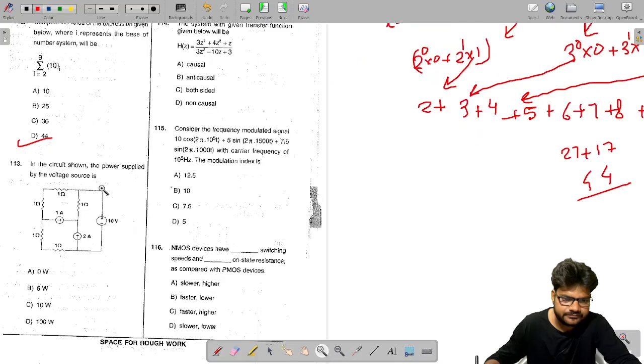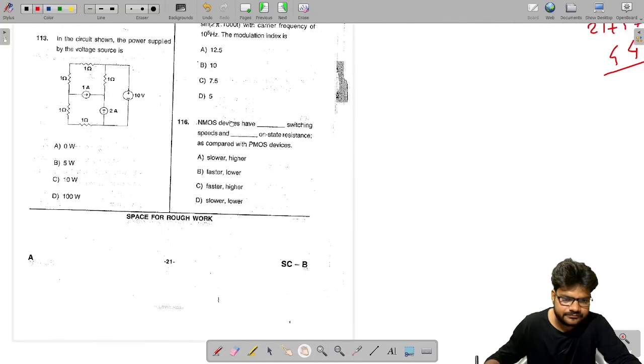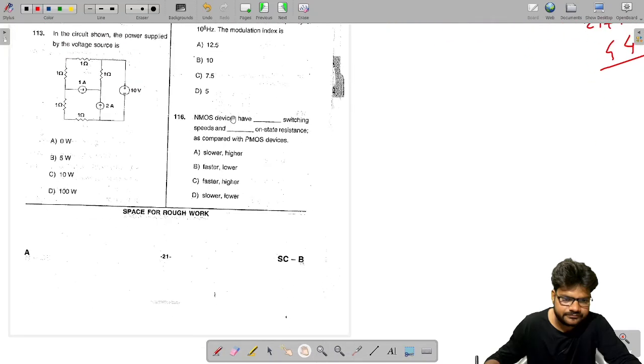Now let us go to the next question, number 103. The question is: in the circuit shown, find the power supplied by the voltage source. The voltage source is 10 volt, and we have to find out how much power this 10 volt source is supplying. We know power is I into V, so P is I into V, and let us say current I is coming out from this 10 volt battery. So this is going to be I into 10. Our job is to find this current I.